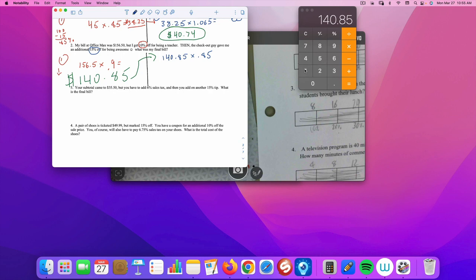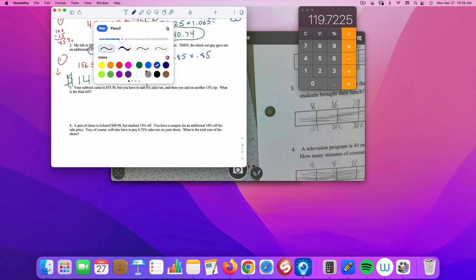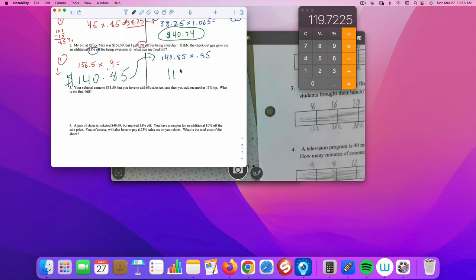Did you have to round it all? Nice. Did I do something wrong? No, you have to round. Yeah, so 119.72 has a 2 after it. It is 4 or less, so let it rest. Our total amount that I have to pay is 119.72. Last one, number 3.